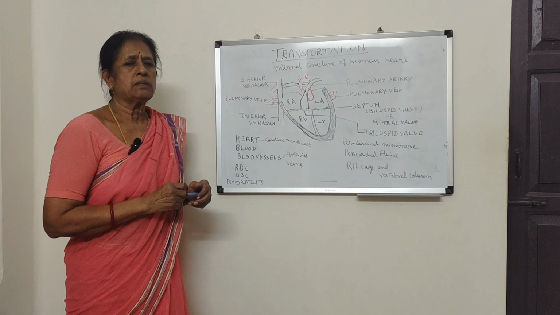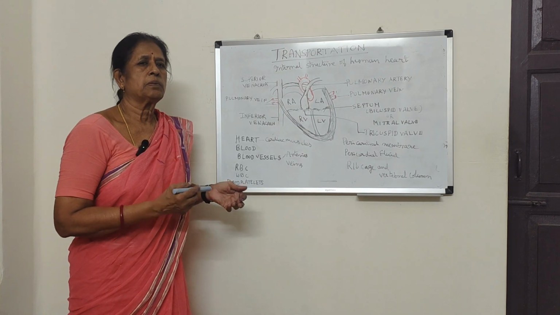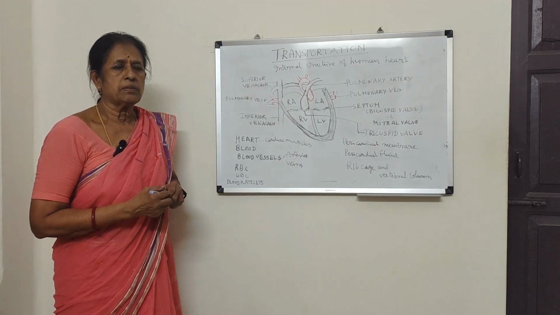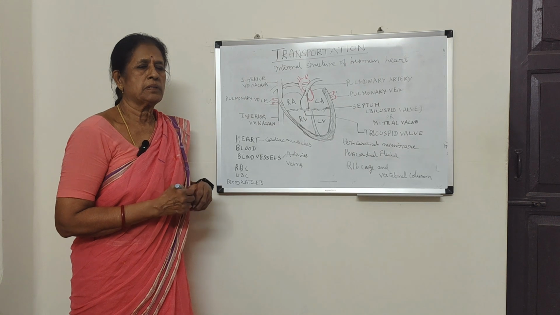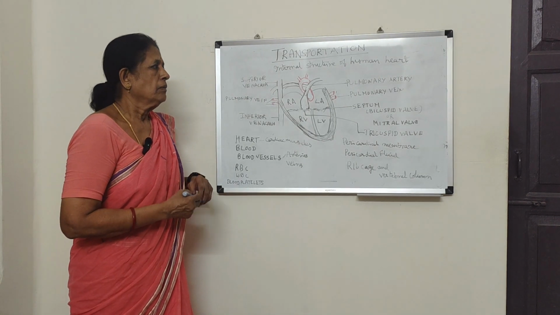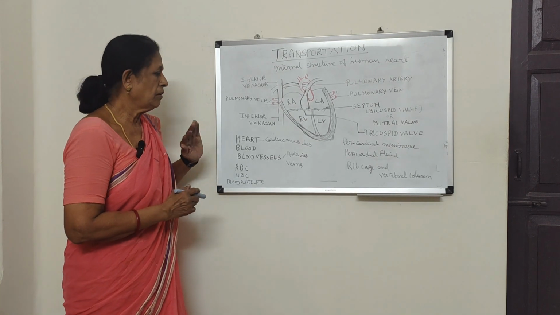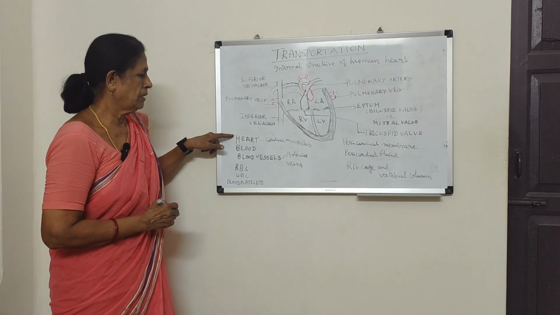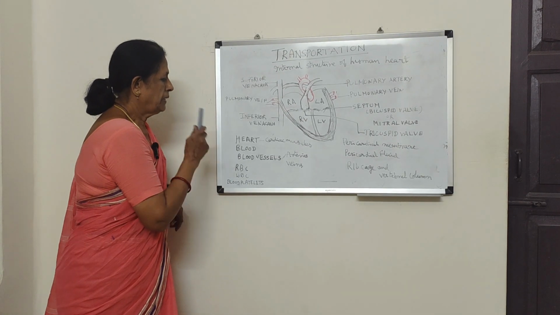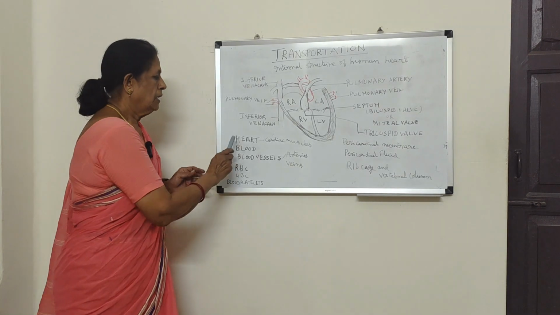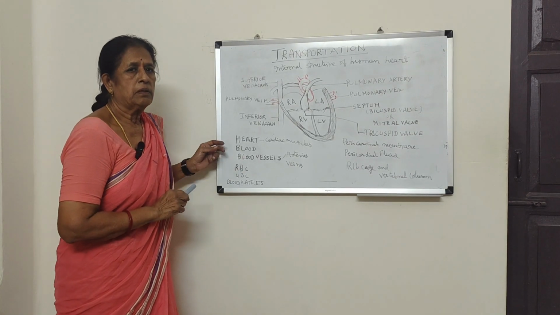So, transportation is very important. Without transportation, the organism cannot survive. It is a very important life process. How and why? So, in the transport system, what happens? It includes mainly three components: heart, blood, and blood vessels. So, the heart is an important organ.